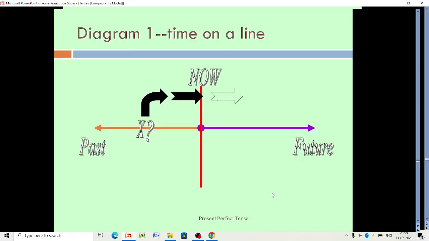Now the diagram. Time on a line. Some connection with the past so that it is present perfect. Past action is completed. Present perfect also, the action is completed. But it's completed just now.